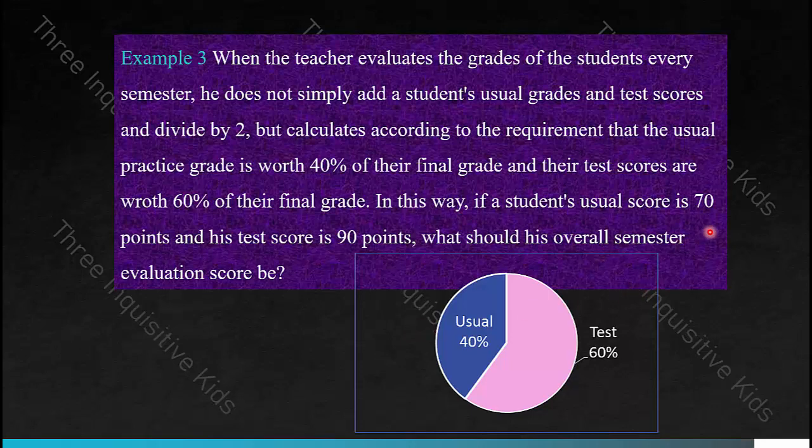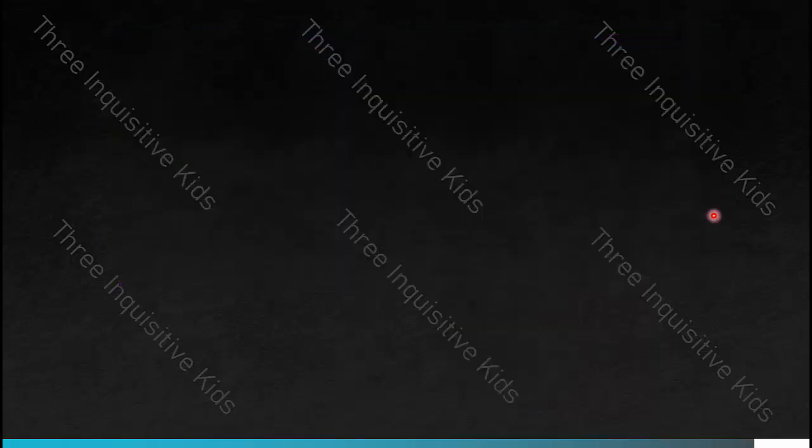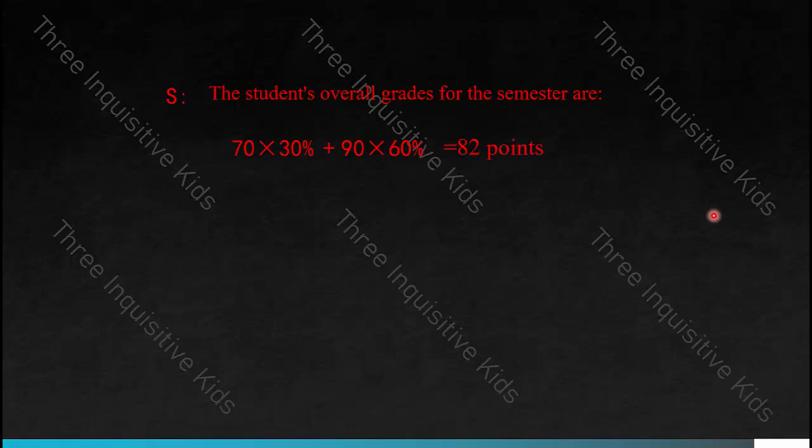And we know that the student had a usual score of 70 points and a test score of 90 points. So what is his overall semester evaluation score? Again, this is asking for a weighted mean. So let's look at the solution. Okay, the overall grades for the semester are... sometimes we have typos, so no worries, but this is supposed to be 40%, 40% instead of 30%.